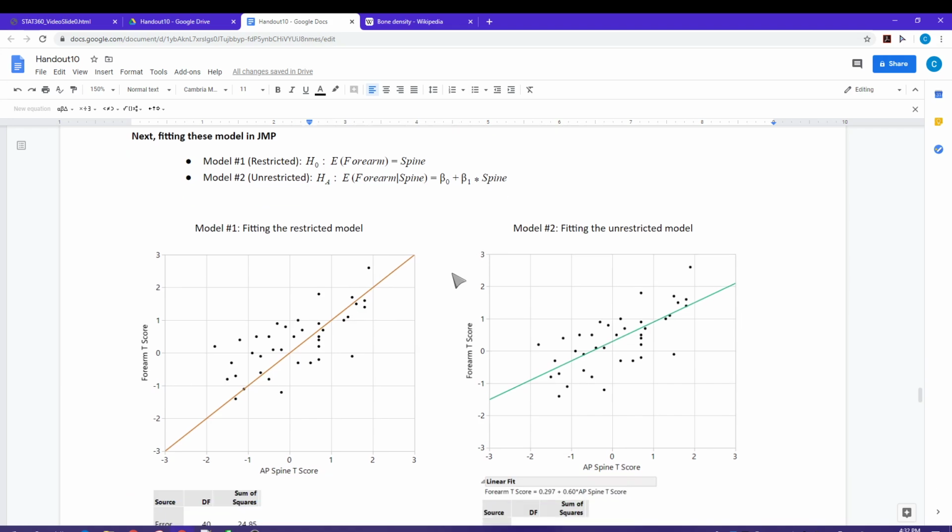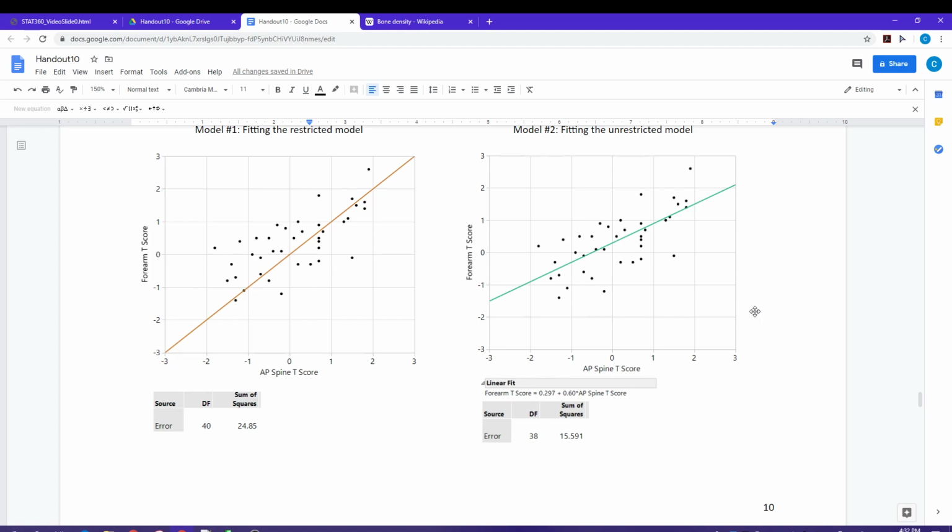Okay, so how do I get these models in JMP? I have model 1, which is the restricted model. And that is just going to be that the expected forearm is equal to the spine. In other words, that's the y equal x line. And then the unrestricted model is just going to be my regression model. We already know how to fit the regression model. The sums of square error that I'm going to be using in that big F test is again that 15.591. That's based on 38 degrees of freedom.